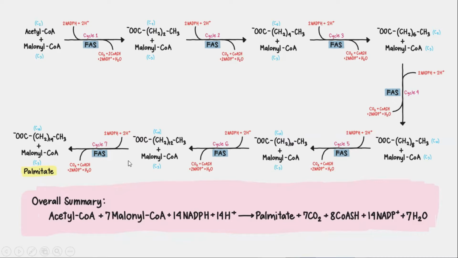So all in all, the summary of the reaction would be 1 acetyl-CoA, 7 malonyl-CoA, 14 NADPH, 14 H plus, yielding 1 palmitate, 7 CO2, 8 CoASH since 2 from cycle 1 and 1 each from cycles 2 to 7. Therefore, 2 plus 6, that's 8. And then 14 NADP plus and 7 H2O.